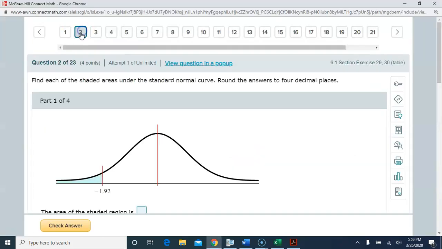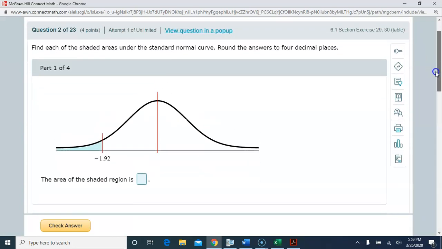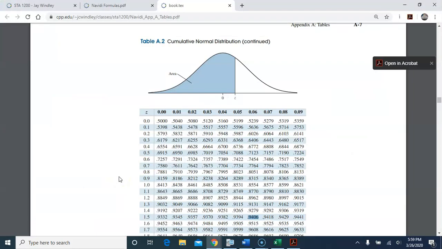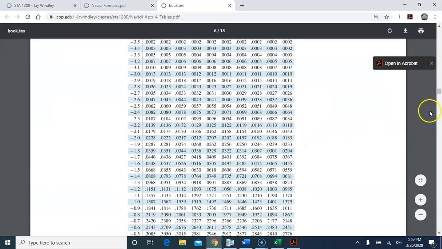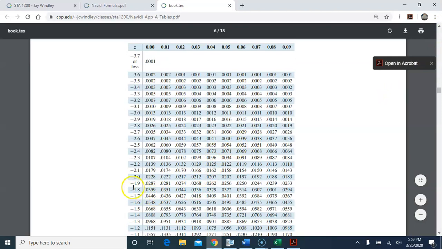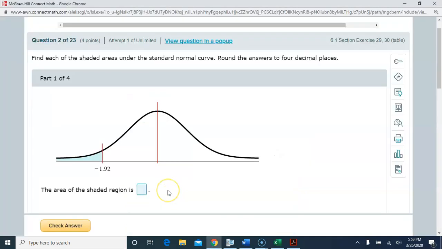So the early problems on the homework already have z-scores. So they're already talking in terms of z-scores. So this would be the area less than a z-score of negative 1.92. So if I can find negative 1.92 on the table, negative 1.92, that answer should be 0.0274.